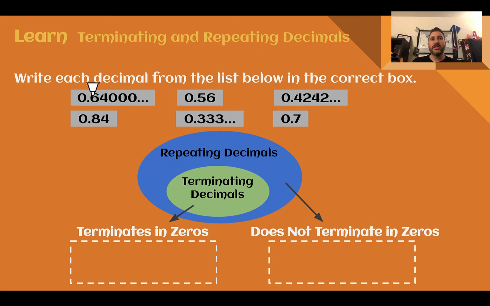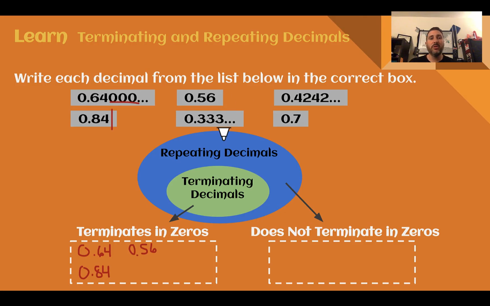Let's go through. 0.64000, I can see my groups of zeros here. So this one I would write down here, and I'm just going to cut off the zeros. So 0.64. 0.84 already has the zeros cut off, so it also would terminate in zeros. If a decimal ends, that means it ended in zeros. So here we have 0.56, also ending in zeros.